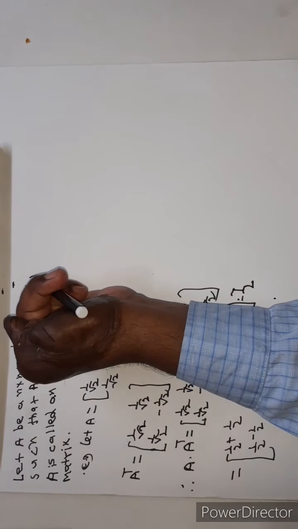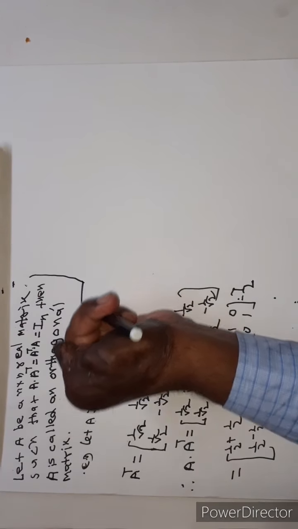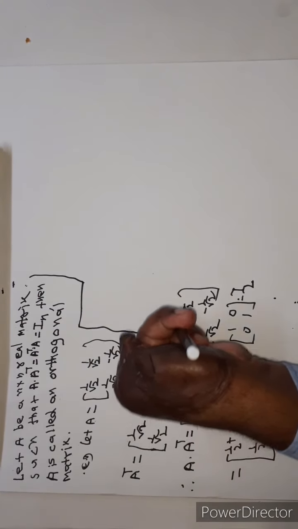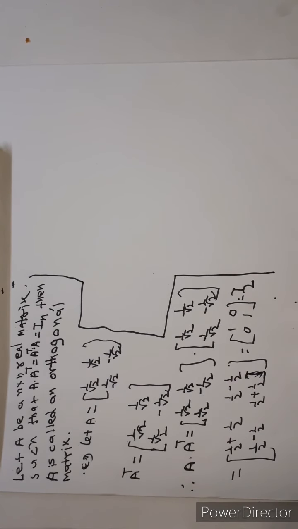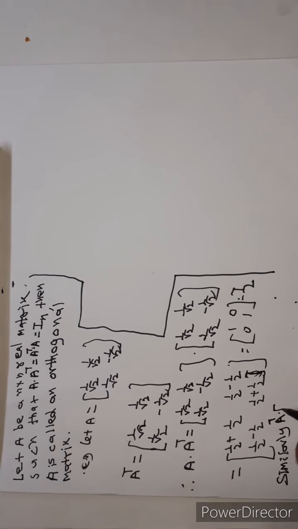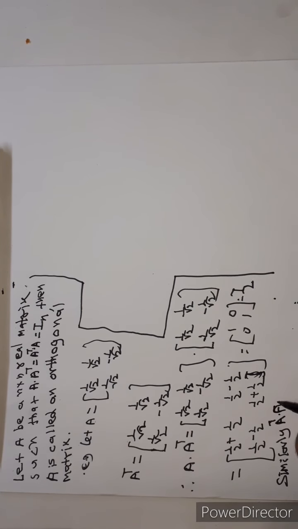Similarly, A transpose into A is equal to I2.